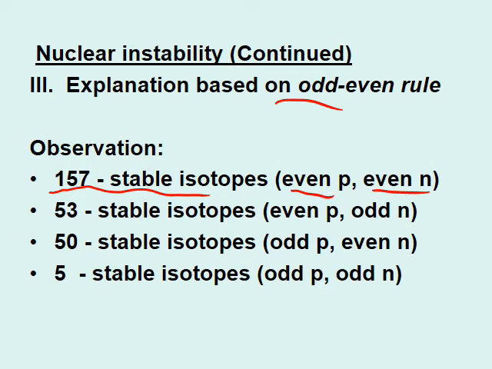On the other hand, there are 53 stable isotopes which have one even and the other odd: even proton, odd neutron. And 50 stable isotopes with odd proton and even neutron, and only 5 stable isotopes with an odd number of protons and an odd number of neutrons. So based on this kind of observation, scientists think that an even number of protons and an even number of neutrons must provide additional stability to these nuclei so that they are stable.